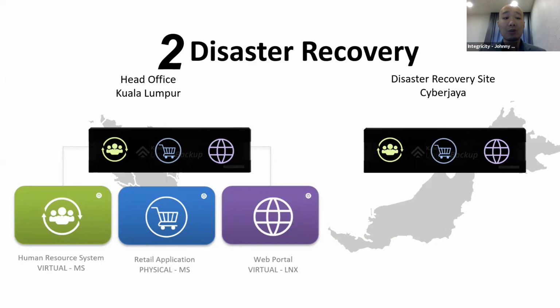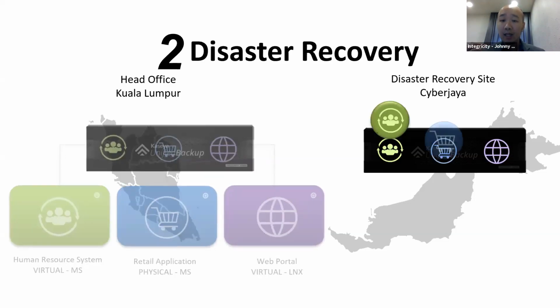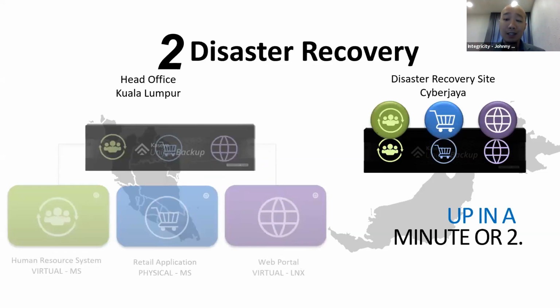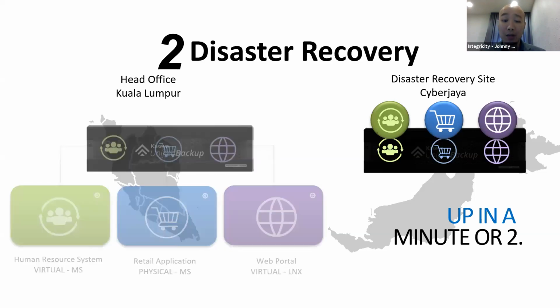All right. So as you can see, there are two boxes here. This is an example if you purchase two Kaseya Unified Backup boxes. So you have one in the head office in Kuala Lumpur, and another one in Cyberjaya as your DR site, right? So once the head office becomes non-operational, what you can do is simply boot your applications at the DR site, and you are up and running within minutes as well, right?